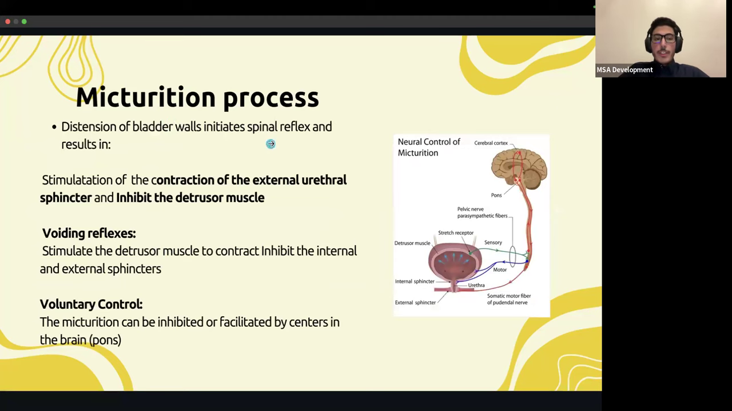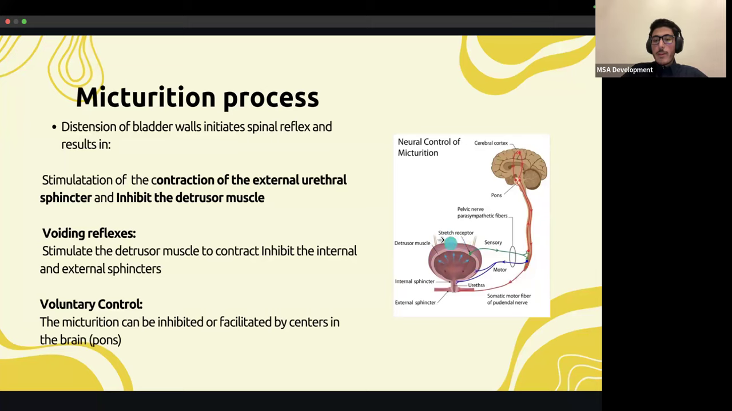For the micturition process, distension of the bladder walls initiates spinal reflexes and results in... So what may it result in? As shown in the image to the right, this is a bladder, and you're going to have stretch receptors. Those stretch receptors, as the bladder is filled with urine, are going to expand. So the transitional epithelium can expand. So the tissue or the organ overall, the bladder, expands.